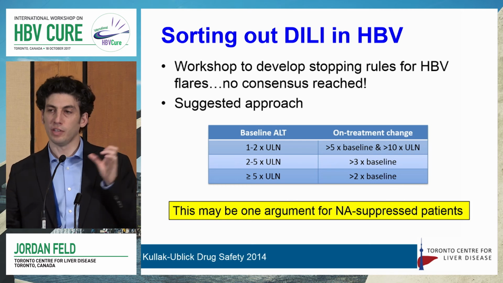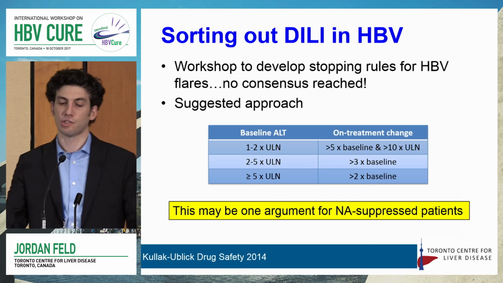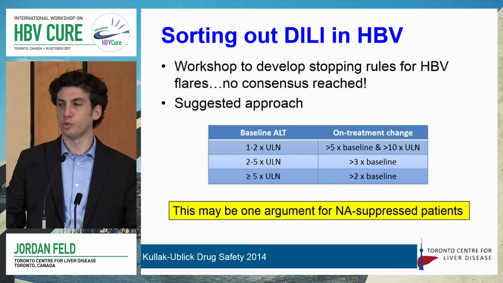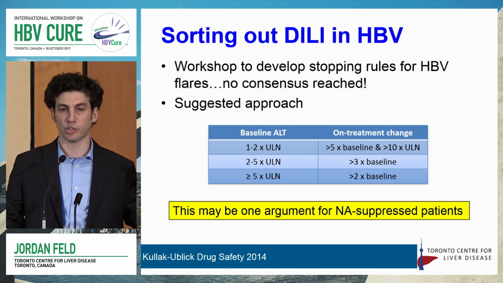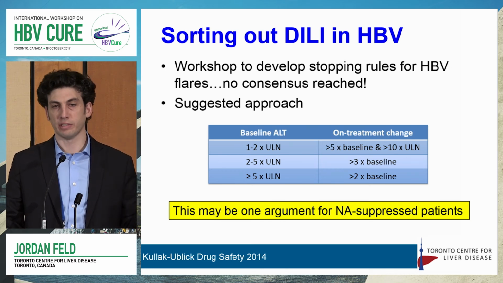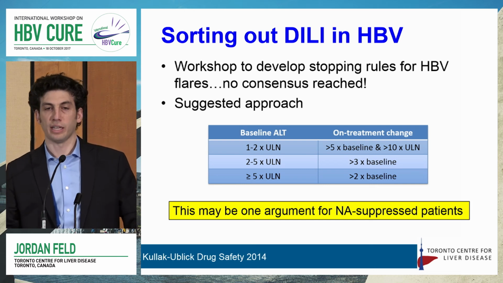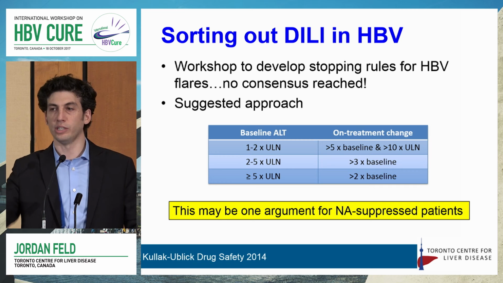But if you didn't see this, and you were trying to tease apart drug-induced liver injury, how do you interpret this? There was a workshop to develop stopping rules for hepatitis B flares, and actually the workshop really didn't reach a consensus. They said if you start out with elevated baseline ALT at different levels, and you can see them there, 1 to 2-fold, 2 to 5, or greater than 5-fold the upper limit of normal, then you look at increased elevations compared to baseline, and that seemed reasonable. But this might be one argument for thinking about nuc-suppressed patients, in that they will generally start with a normal ALT, so you can at least evaluate drug-induced liver injury.